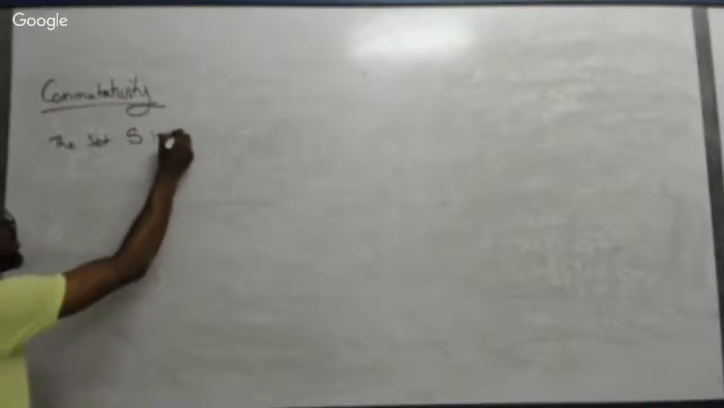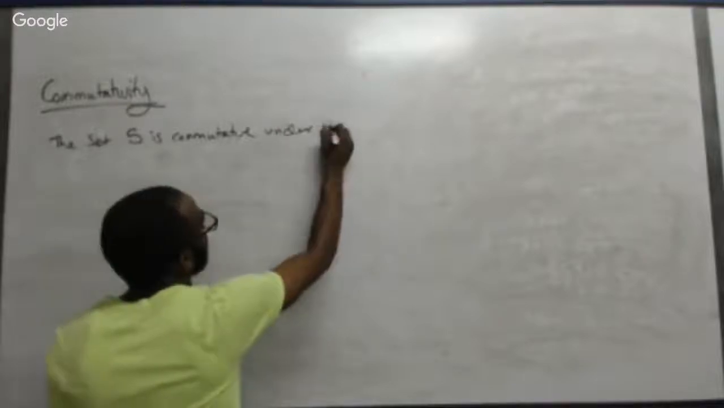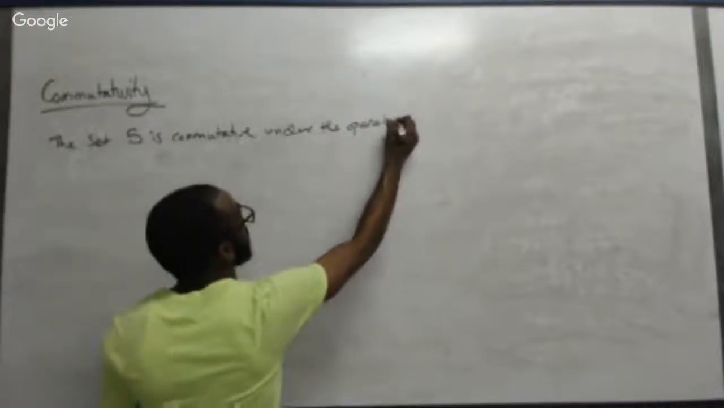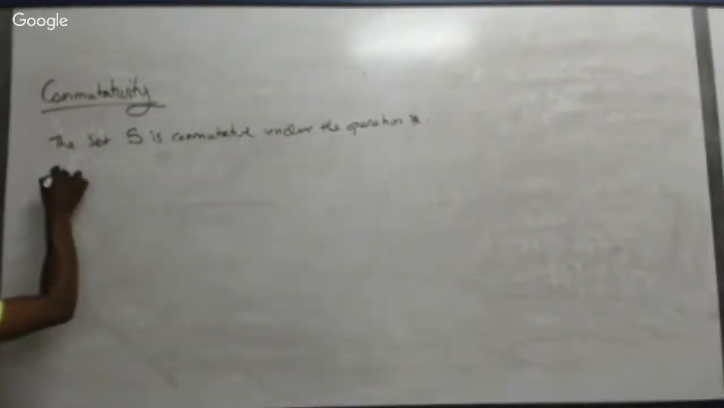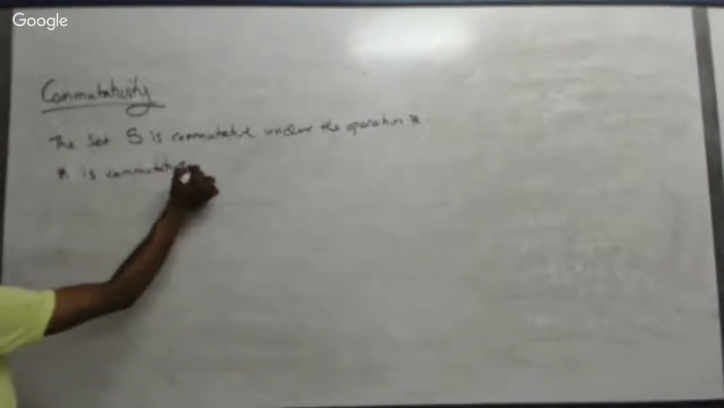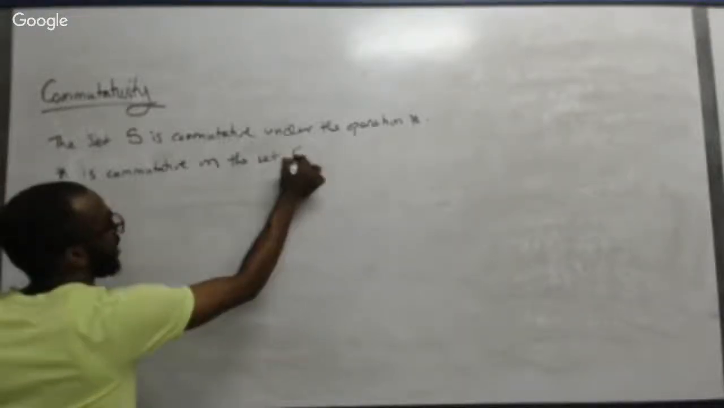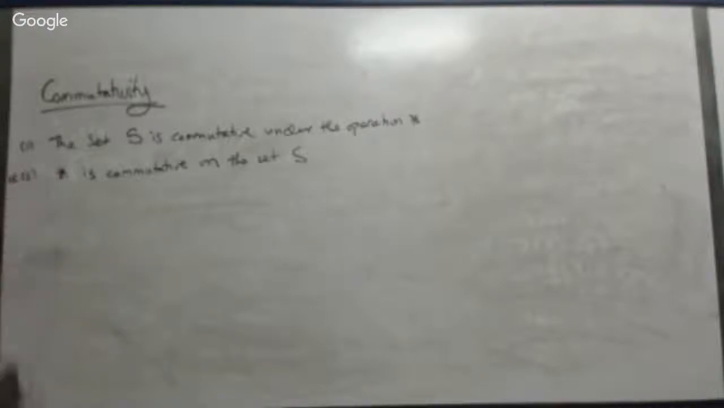Commutativity. Commutative. We can say the set S is commutative under the operation asterisk, or we can say asterisk is commutative on the set S. So I can say it like this, or I can say it like that. They are all saying the same thing.